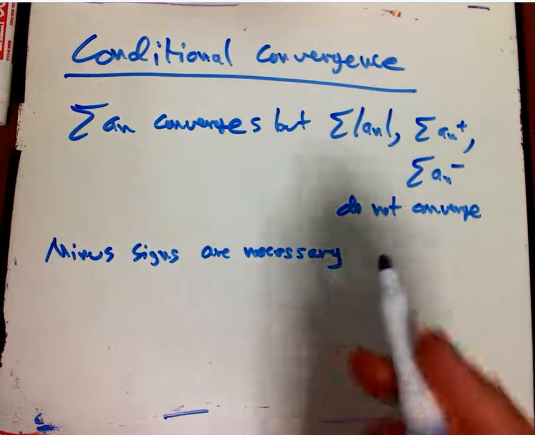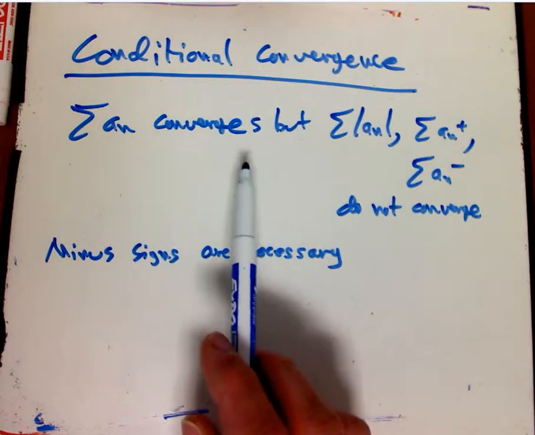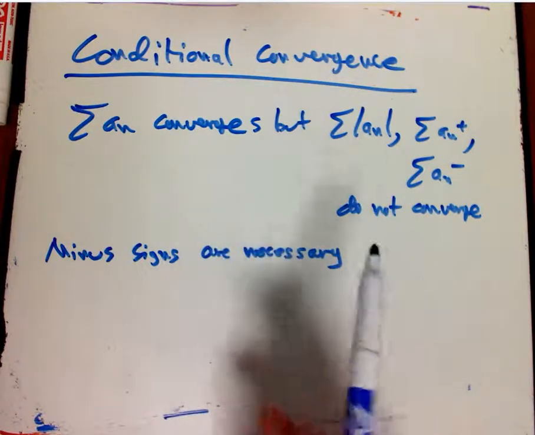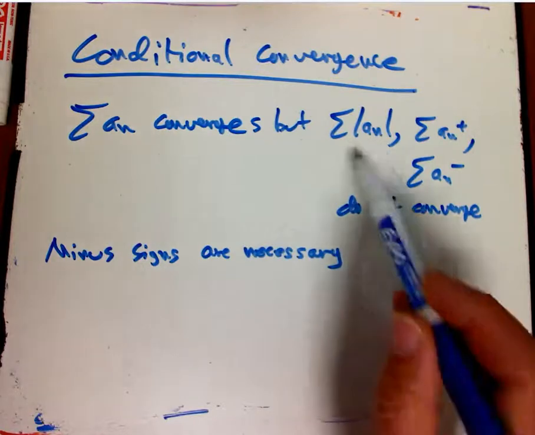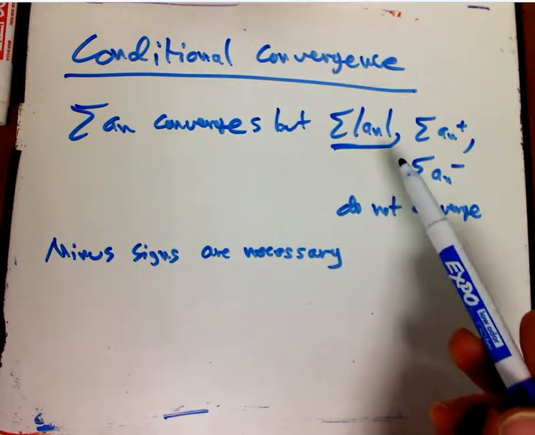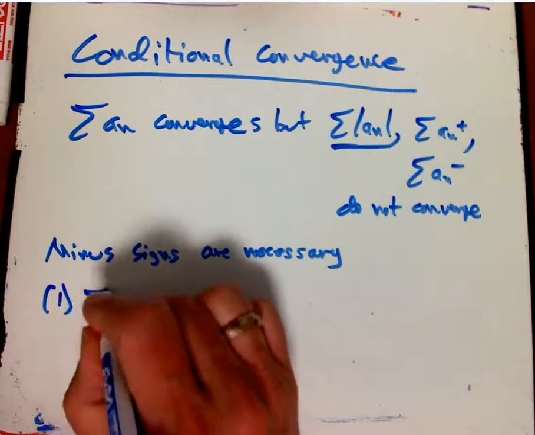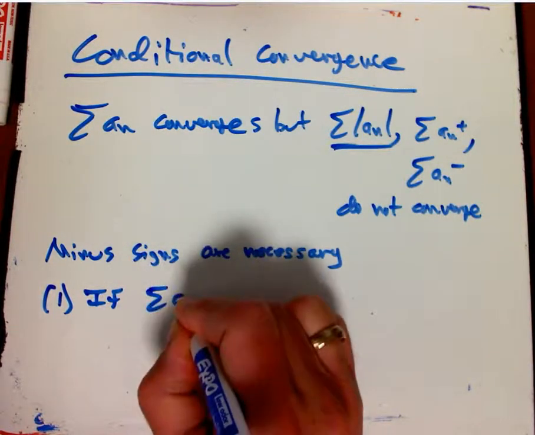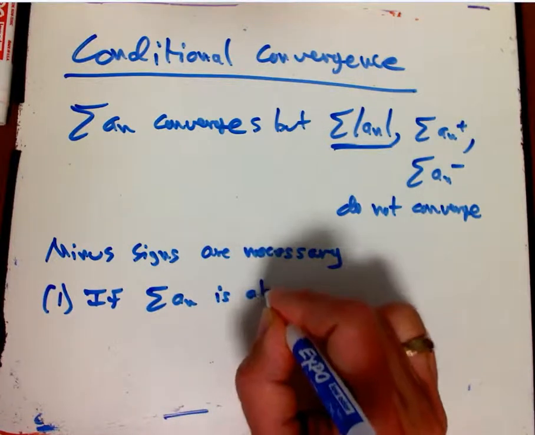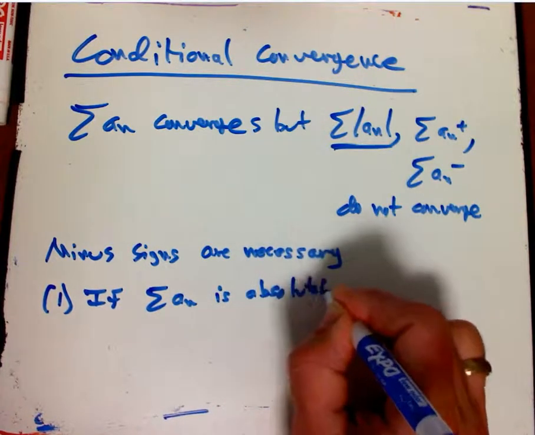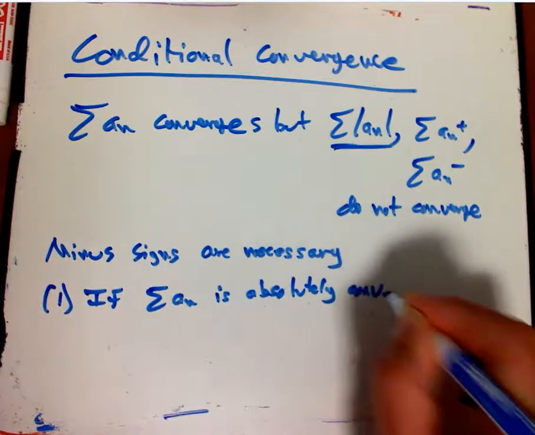Okay, that means that these are very sensitive, and things that you would like to do, and that you're able to do with absolutely convergent series, you can't do. So here are the two facts. One is that if the sum of a sub n is absolutely convergent, not conditional, then there's a very cool thing you can do.